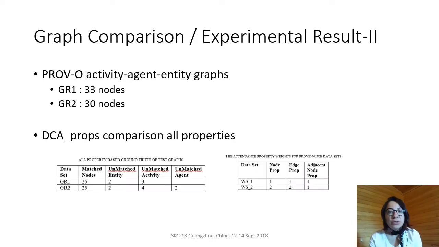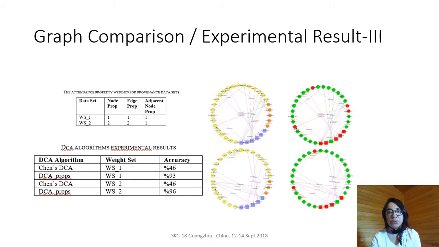For the DCA probes algorithm, we use the same graph 1 and graph 2 sets, whose property-based ground truth values are shown in the table. The experimental study on the use of the graph comparison algorithm is done separately using two different weight sets, weight set 1 and weight set 2. In the DCA probes approach, we get experimental results by using different weight values for node, edge, and adjacent node property comparisons in two different weight sets using our sample graph shown in the weight table above, and the results are visualized in the figure on the left.